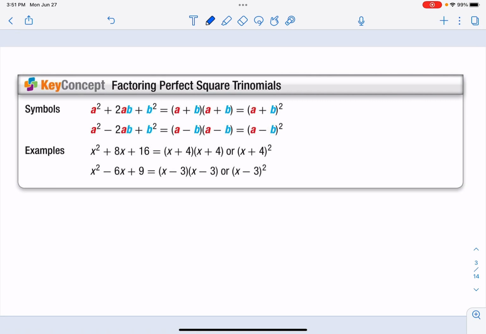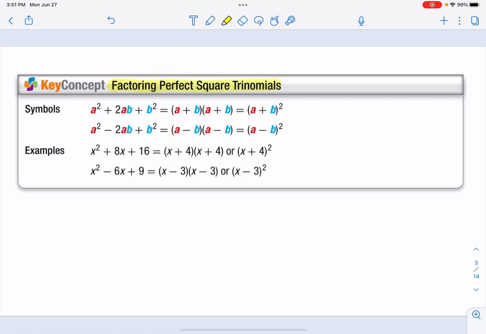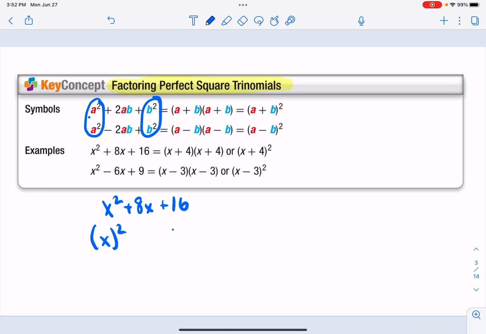Okay, so factoring perfect square trinomials. You need to know what this is. I use this terminology a lot. If you notice that you have a perfect square in the first term and a perfect square in the last term, what you want to check is whether the middle term is 2 times a times b. So when I look at this x squared plus 8x plus 16, what I often do is write that as x squared, and 16 is 4 squared.